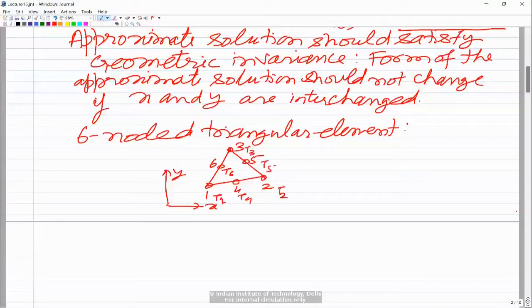So when you assume an approximate solution, you should now have six terms. Now, how do we choose those terms? There is what is known as Pascal's triangle.